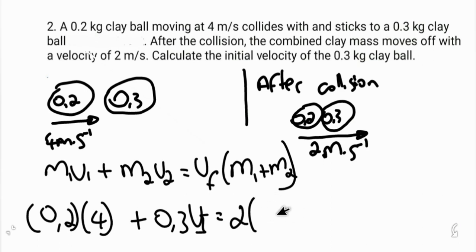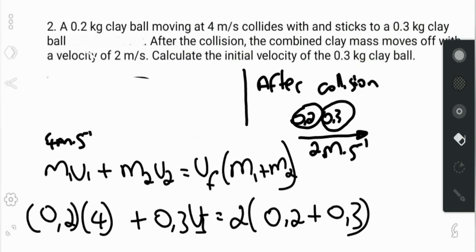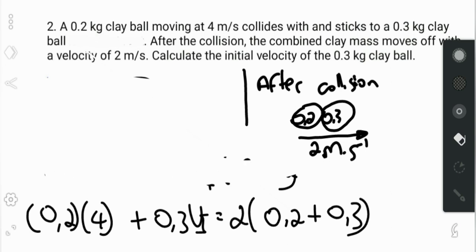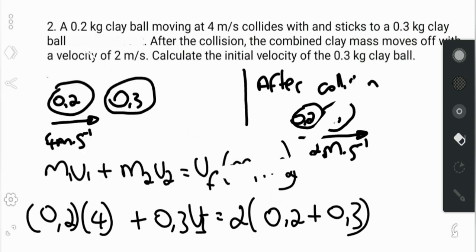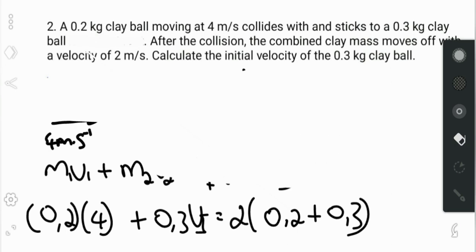Now it's 0.2 plus 0.3. Let me erase the top part, also the sketch, so that we can solve the initial velocity. What happened here? I'm trying to erase here.